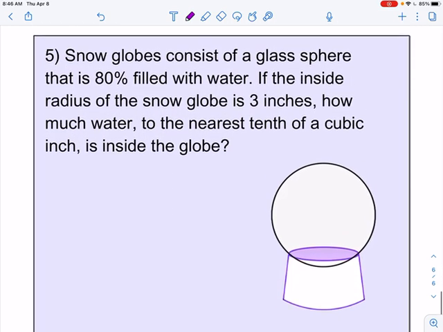Okay, and our last question: a snow globe consists of a glass sphere that's 80% filled with water. If the inside radius of the snow globe is 3 inches, how much water to the nearest tenth of a cubic inch is inside the globe? If it's filled 80%, we're going to find the volume of the entire snow globe, and then take 80% of that answer. They told us the radius of the inside of that snow globe is 3.